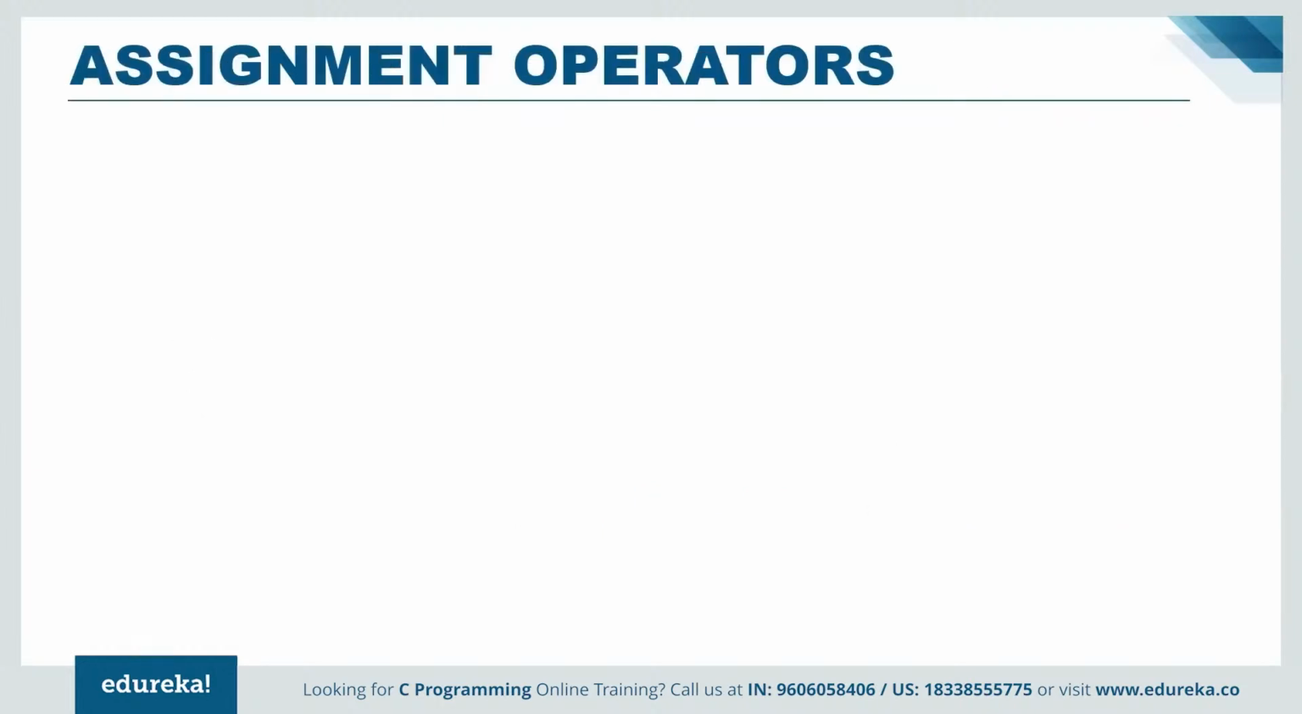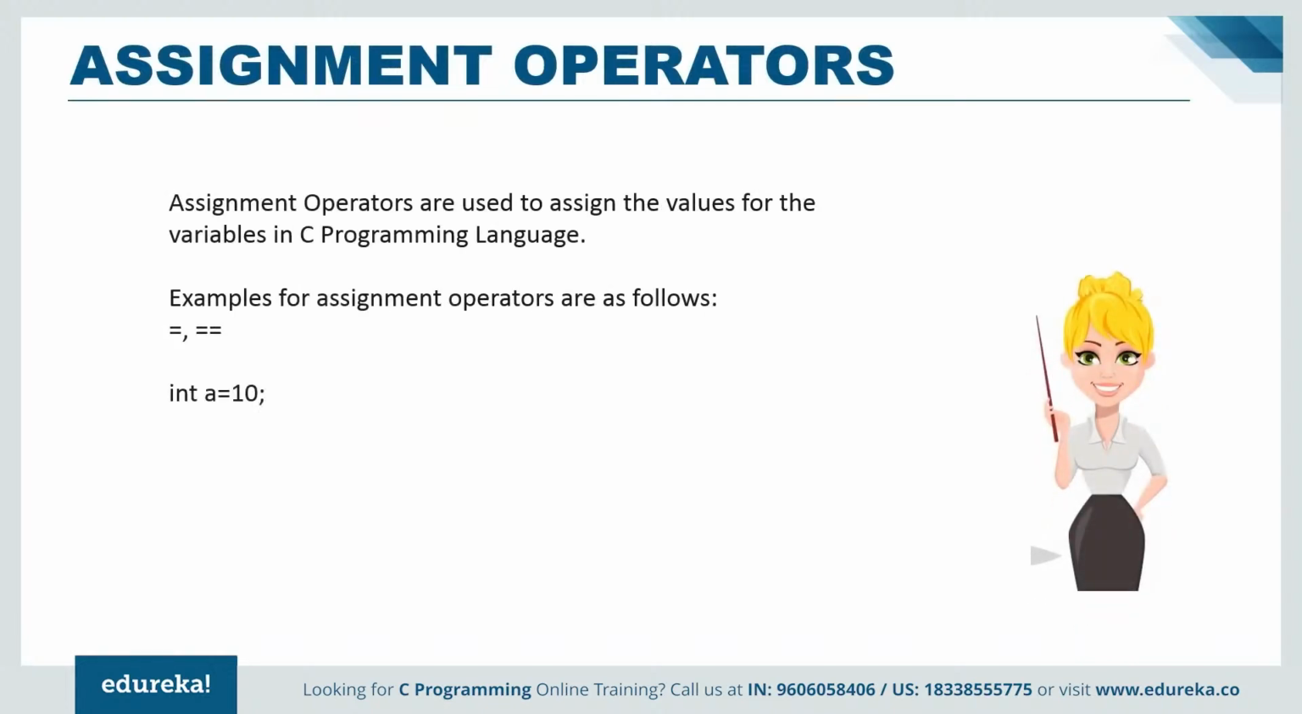With this, let us discuss the next type of operators, which are the assignment operators. Assignment operators are used to assign values to variables in the C programming language. For example, if you are assigning a value to a variable in a C program, then you must use the assignment operator. For example, we have int a = 10. Here, int is the data type and a is the variable name. So, to assign the value 10, or to save the value 10 in the variable a, we need to use the assignment operator, which is equals to.